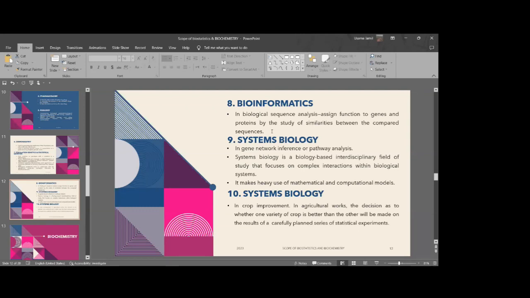Systems biology. Systems biology is a biology-based interdisciplinary field of study that focuses on complex interactions within biological systems. It makes heavy use of mathematical and computational models.